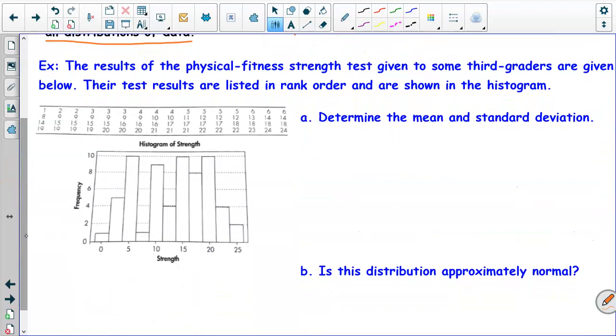So the results of the physical fitness strength test given to some third graders are given below. Their test results are listed in rank order and are shown in the histogram. Notice it's in order from least to greatest, but instead of going down the column, it goes across the row. Do you see that? Okay. If you look at this histogram, it looks really weird, doesn't it? I mean, how would you classify this? Trimodal? Maybe? Which is weird, because there's 3 modes.